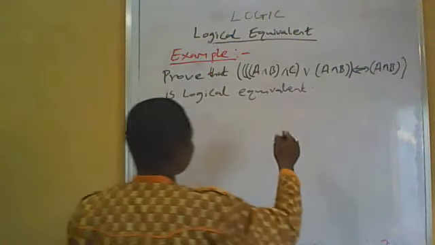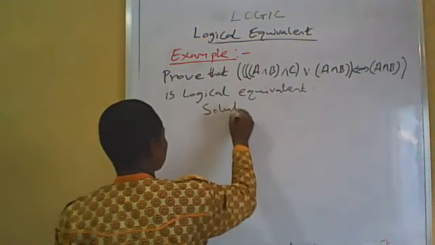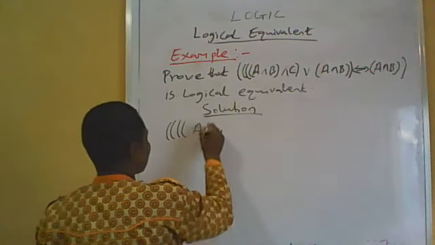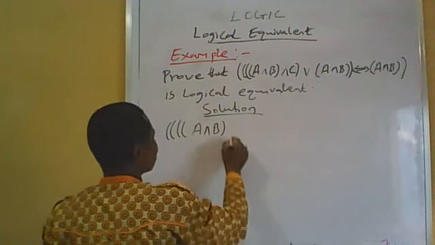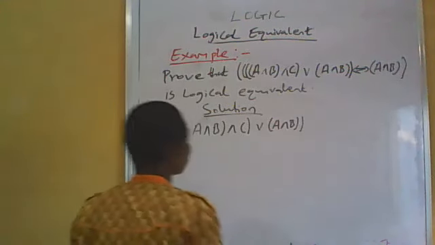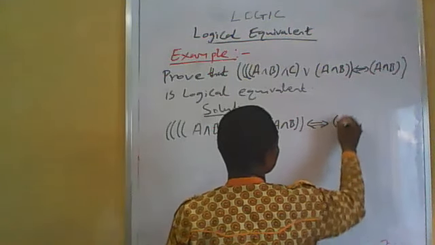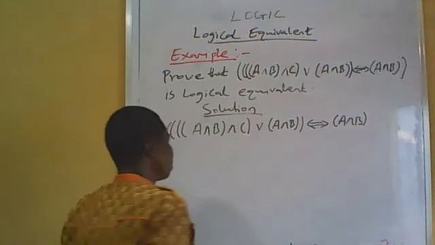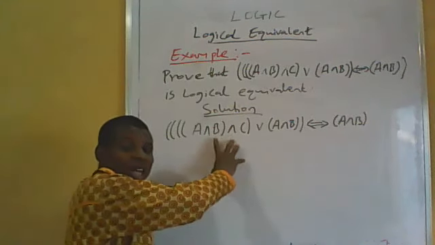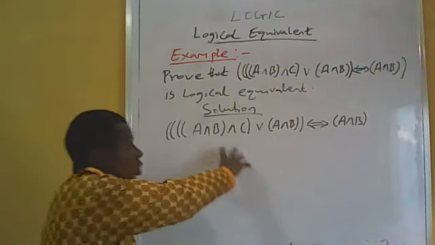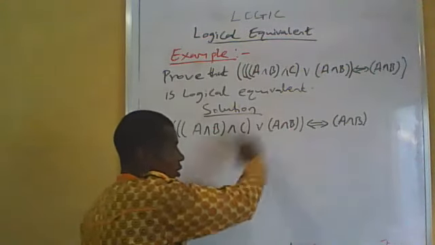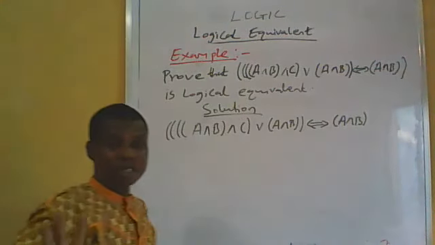Now we write the solution. We write the statement: A and B and C, or A and B, if and only if A and B. We have three simple statements involved in this statement form, called a bi-conditional statement: A, B, C. You have A already, B already. You have now three simple statements.